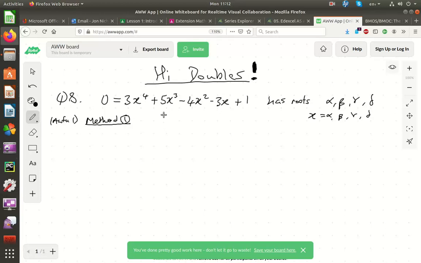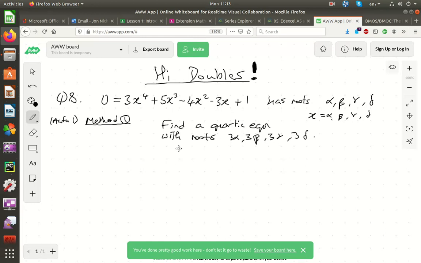We've got to find, sorry, yeah, I haven't written out the question yet. We've got to find a quartic equation with roots 3 alpha, 3 beta, 3 gamma, and 3 delta. So we've got 3 alpha, 3 beta, 3 gamma, and 3 delta.